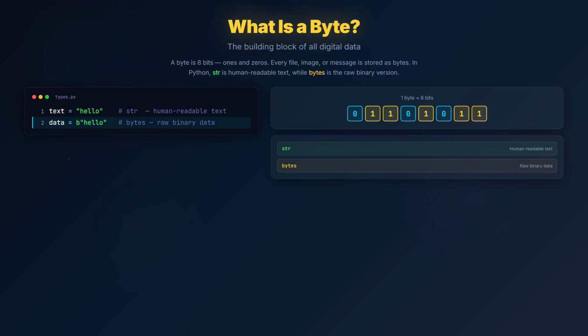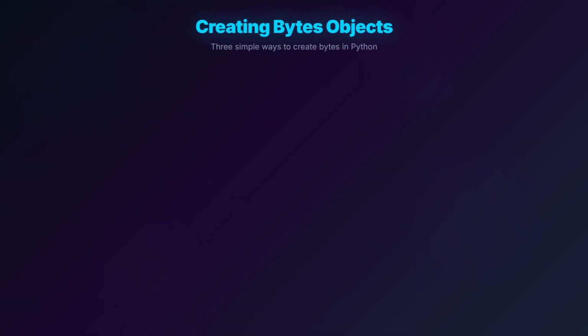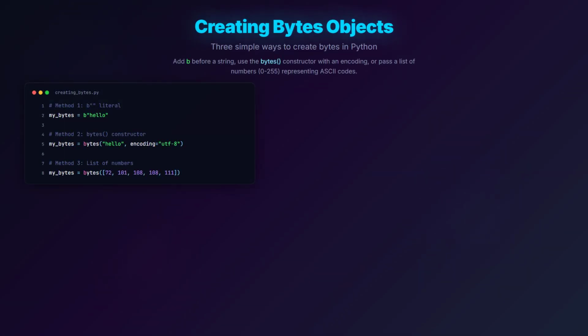Think of it like this. A regular Python string stores human-readable text like the word hello, while a Python bytes object stores the binary version of that same data. They look similar, but they're very different things. Watch as we visualize a byte as 8 individual bits, and notice how Python treats strings and bytes as completely separate types. There are 3 simple ways to create a bytes object in Python.